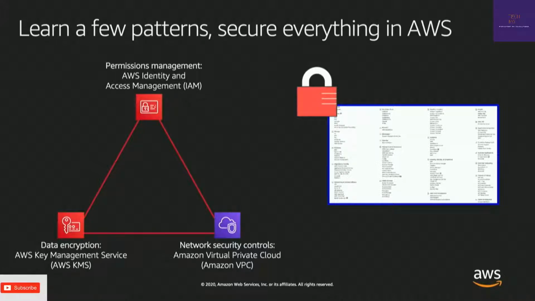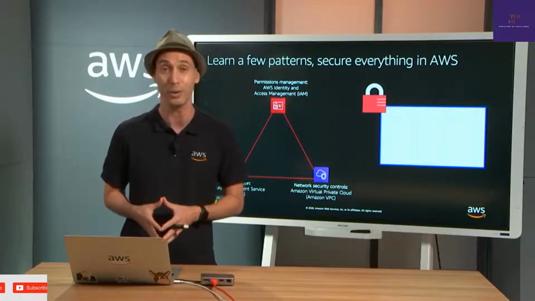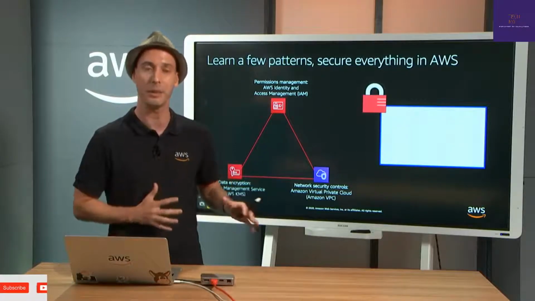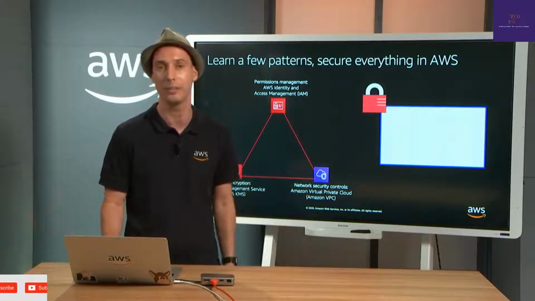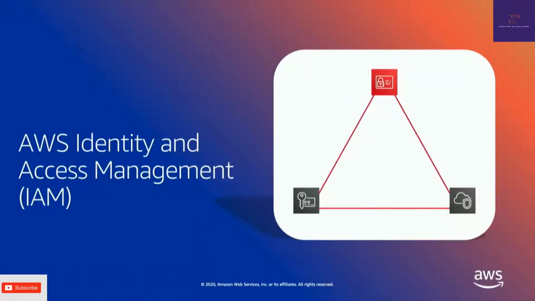So we'll start with talking about permissions management with AWS Identity and Access Management. Following that, we'll talk about data encryption with AWS Key Management Service, or KMS. And finally, we'll talk about network security controls with Amazon's Virtual Private Cloud, or VPC, as we often call it. And with just these three pillars, you can operate any workload securely. So let's talk about IAM first, or Identity and Access Management.